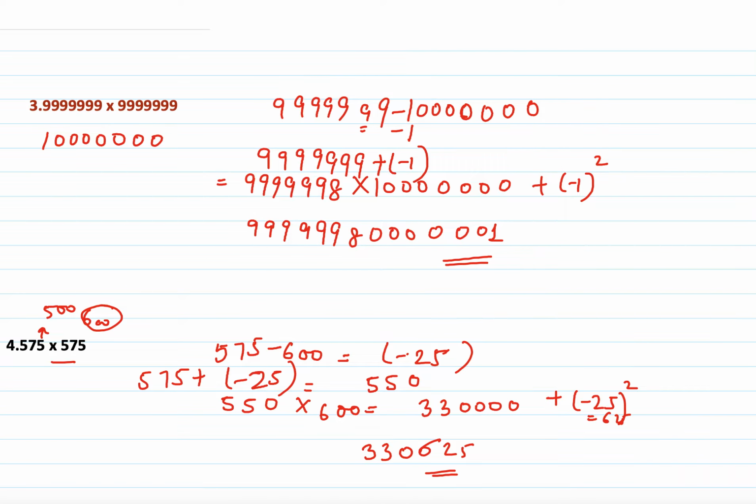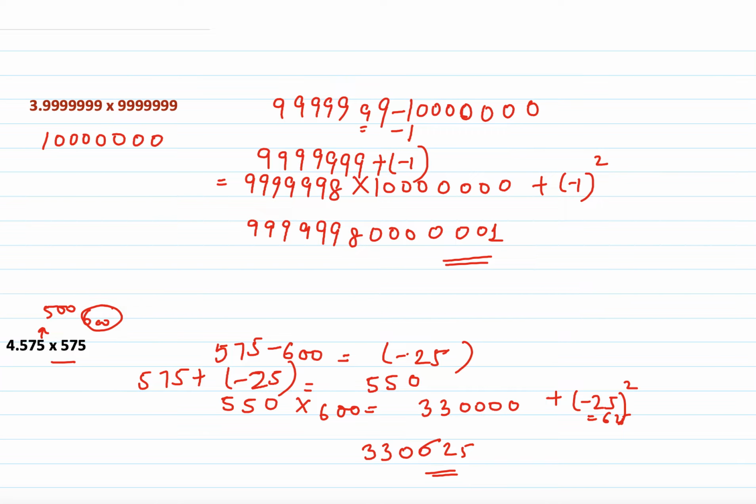So what you have to do is, in this case, you have to check the number, find the base, find the difference between the numbers, add the difference in the number, multiply it by the base, and then add the square of that number.